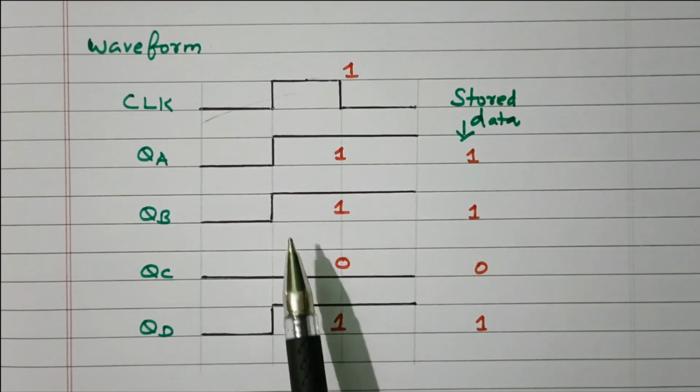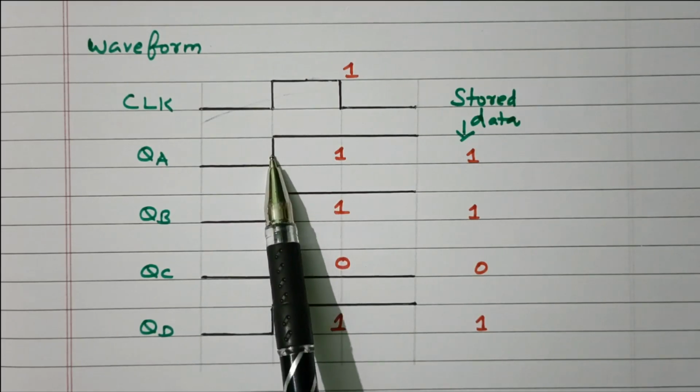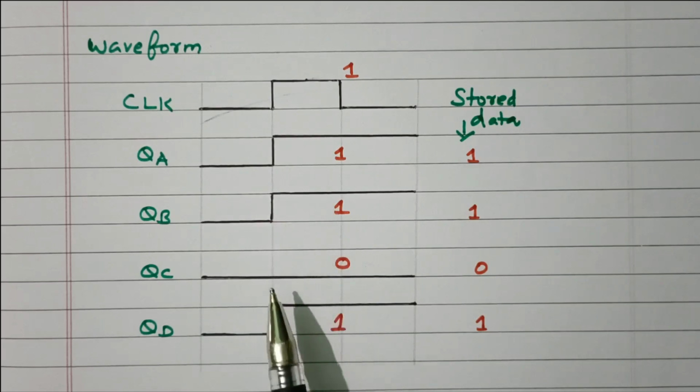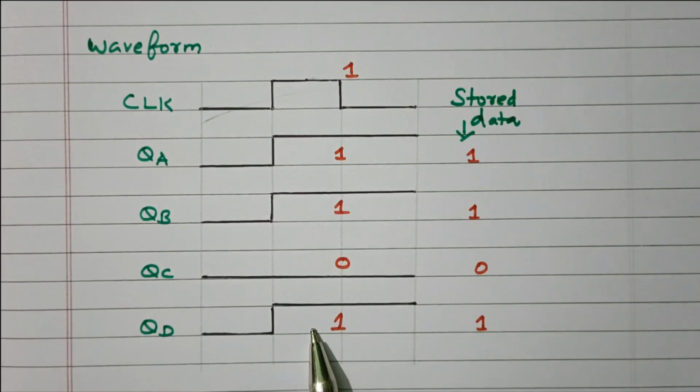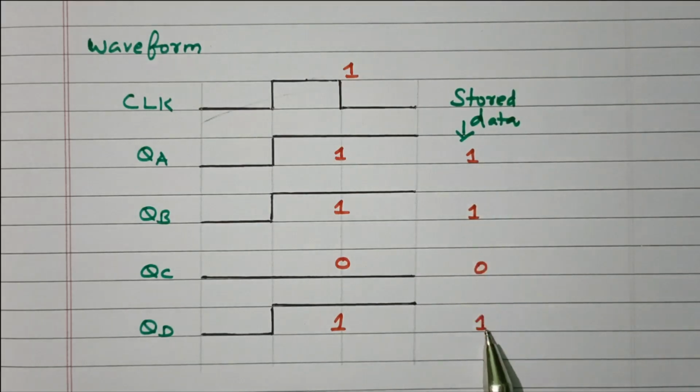Second flip-flop also 1. Third flip-flop 0. Fourth flip-flop 1. So QA will be high, QB will be high, QC is low because of 0, QD will be 1. After the first clock pulse, the same thing will be reflected at the output. 1101 is the data that we are transferring, or the data that we are storing.